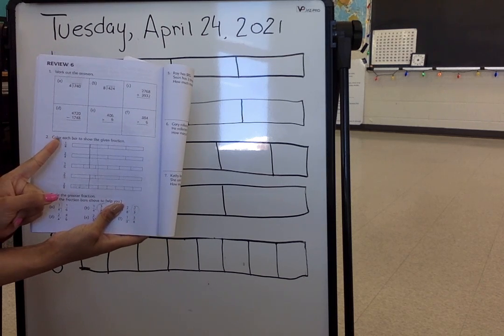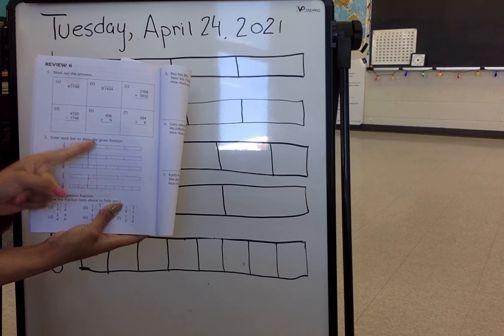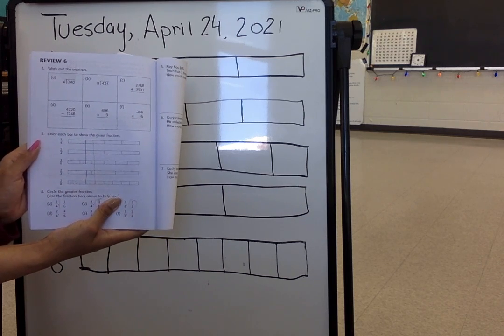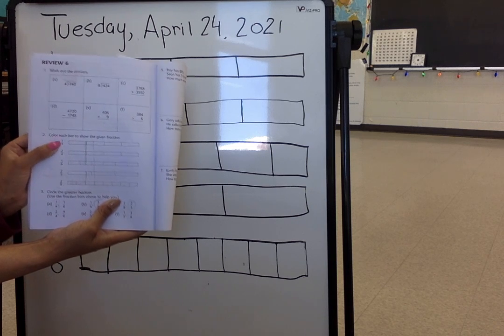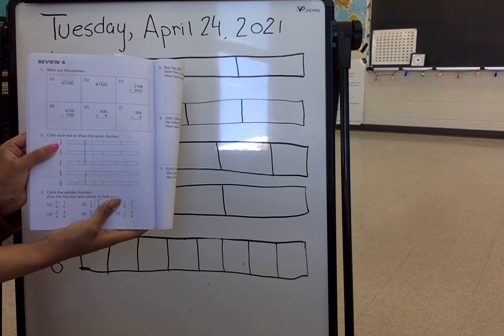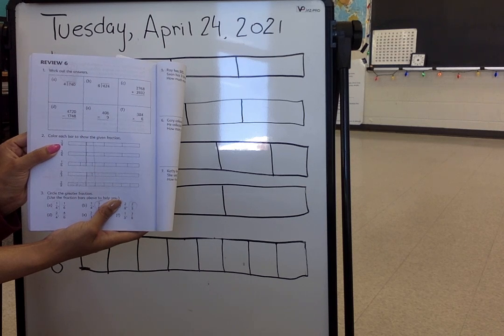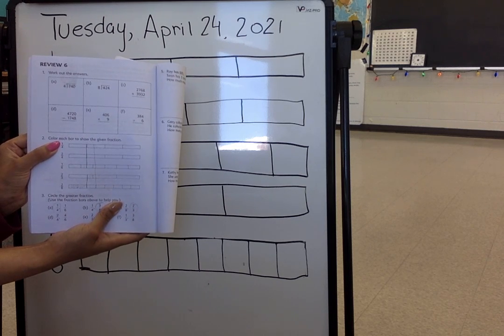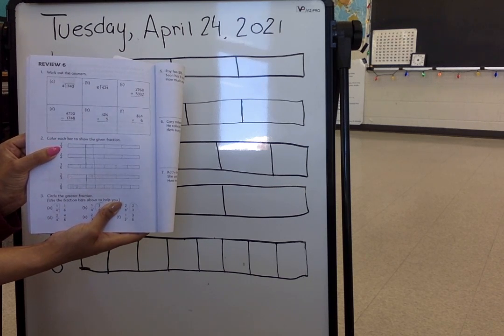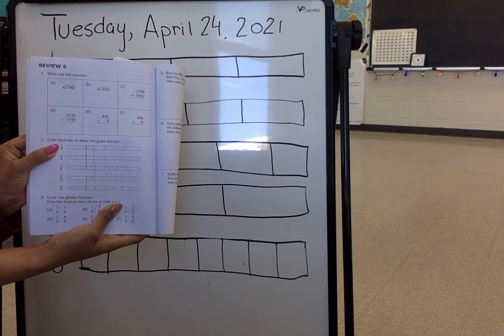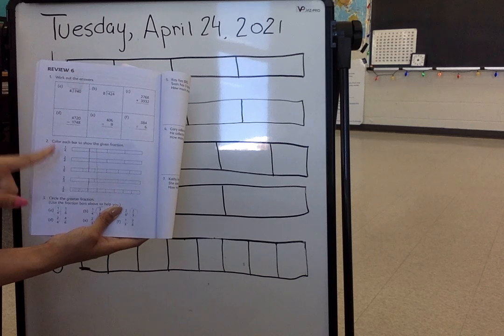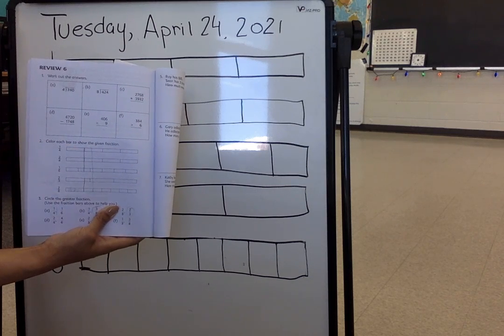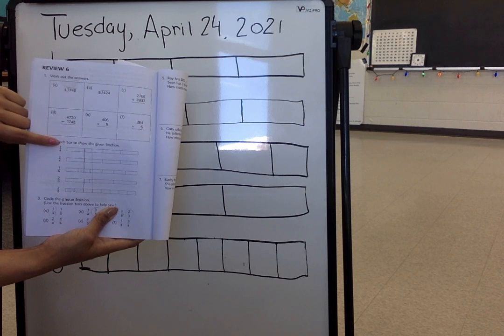Now the first question says color each bar to show the given fraction. If you remember, in class we did that. The top number is called the numerator and the bottom number is called the denominator. The top number tells us how many bars are colored, and the bottom number tells us how many bars we have altogether, right? Our first fraction is 1 over 4, so there are 4 bars: 1, 2, 3, 4. And how many are colored? 1, because our numerator is 1.